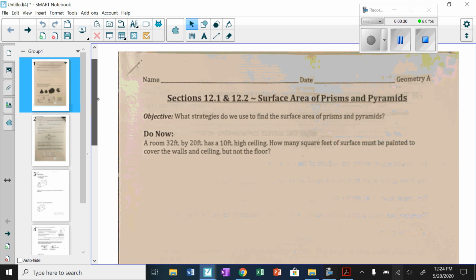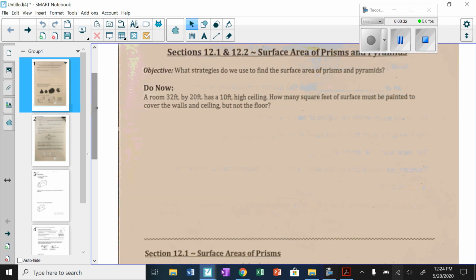So this do now is actually a great do now to try. It says a room 32 feet by 20 feet has a 10-foot high ceiling. How many square feet of surface must be painted to cover the walls and ceiling, but not the floor? So essentially we are painting everything but the floor.